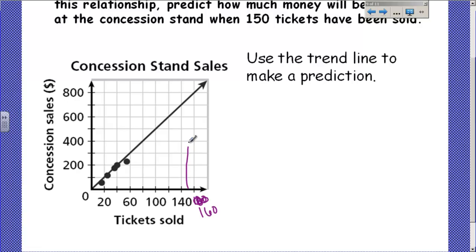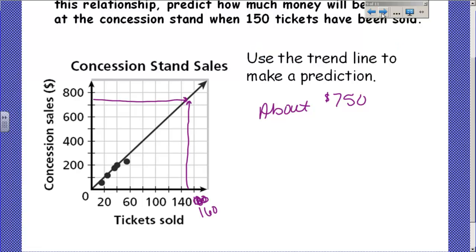And so if I draw an arrow up to my line right here, this is where 150 is. I want to see where it matches on my y-axis over here, and you see it would be somewhere between 700 and 800, which makes it about $750. That's what we use the line of best fit for.